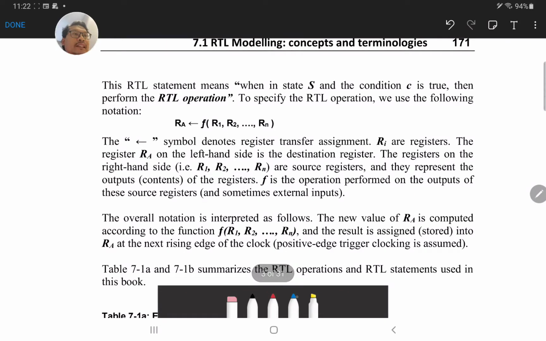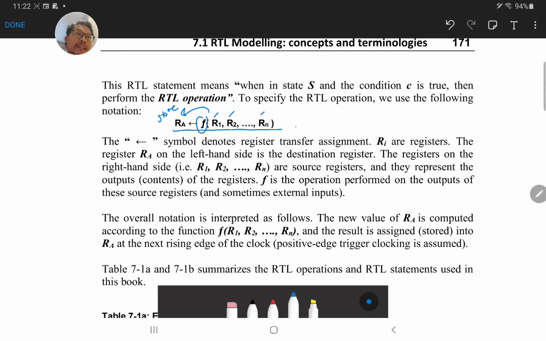Okay, so in the practical digital design sense, we also have the RTL operations. RTL operations is basically just a function of the registers. We take the output of the registers. What are the registers here? We have R1, R2 to Rn. Let's say we have 10 registers. We are going to take the output of the registers and do some processing on it. Maybe you want to add, minus, invert, put in some logic gates, some function. So F of the output of the registers, and then we are going to store it inside RA.